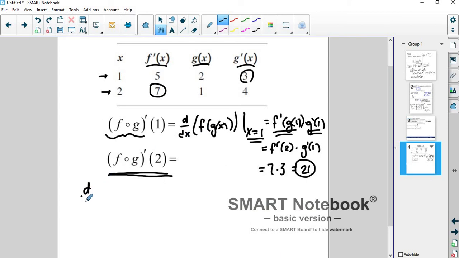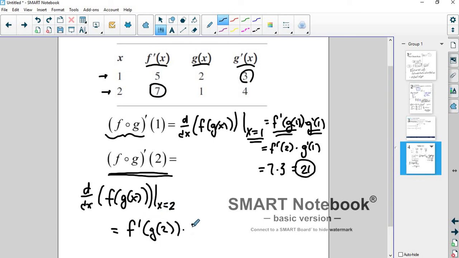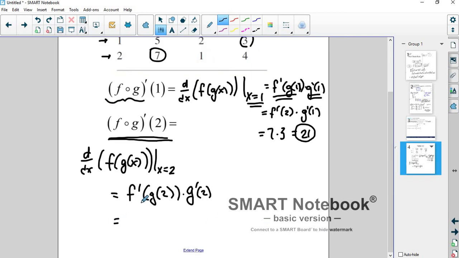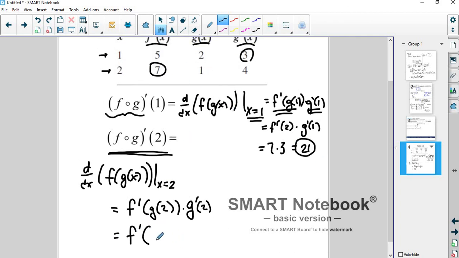Okay, so again we're taking the derivative with respect to x of f of g of x evaluated at x equal 2, or you could just jump into it and say this is f prime of g of 2 times g prime of 2, and now start to evaluate. G of 2, when x is equal to 2, g is equal to 1, and g prime of 2, and so we get f prime of 1, f prime of 1 is 5, g prime of 2 is 4, so we have 5 times 4, which is 20.